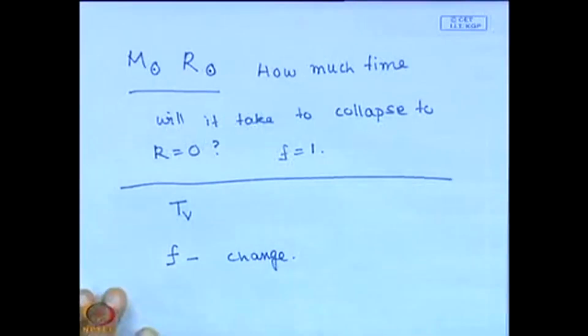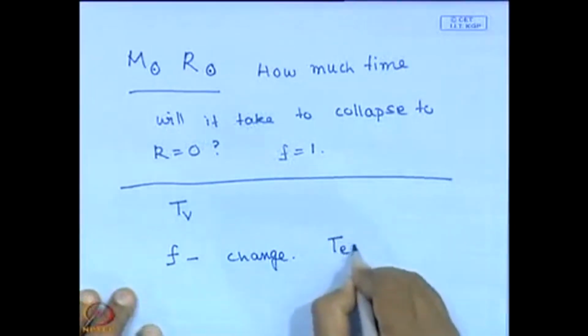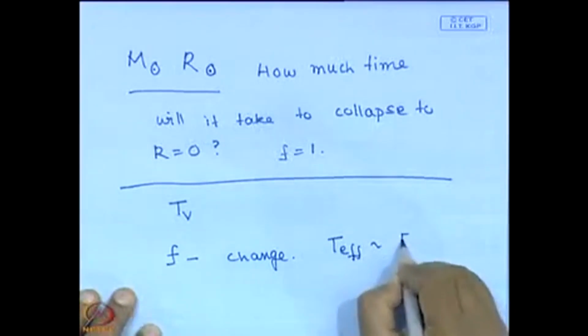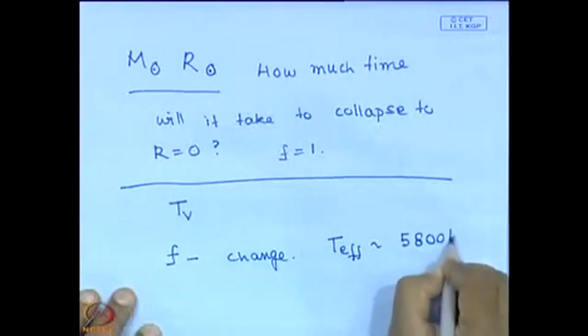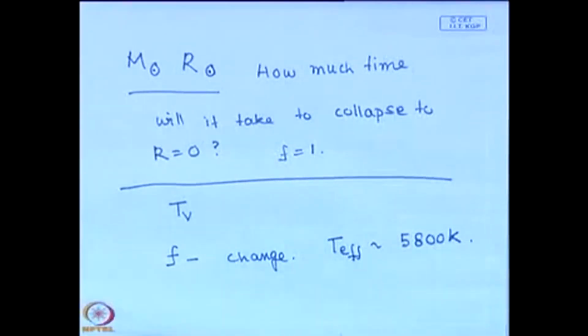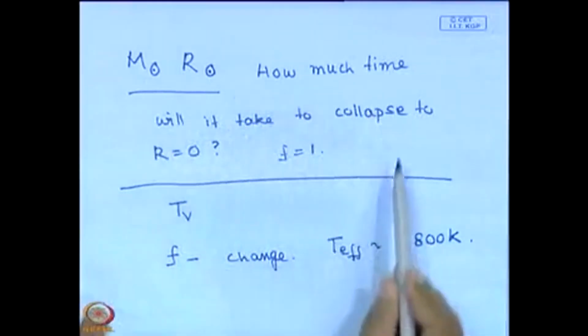So, change F so that the effective temperature comes out comparable to 5800 Kelvin, which we know to be the surface temperature of the sun. And again, estimate the time it would take to collapse.